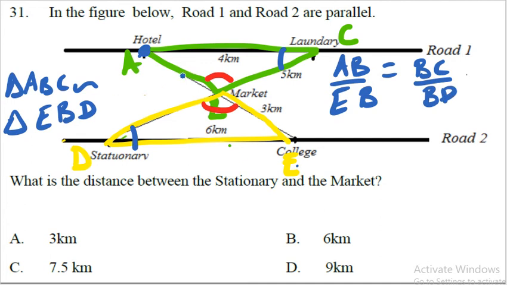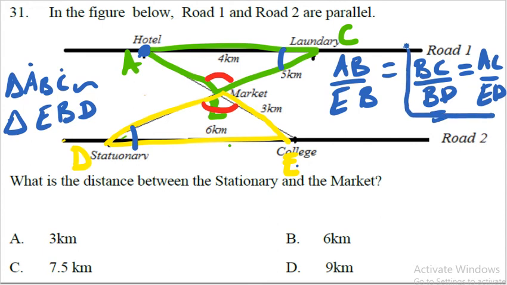Which one is AB? Unknown. EB is known, but AB is unknown. And the last one, AC over ED. Which line do we need? First of all, let's focus. We need DB, so it means we need this one. What about AC? Do we have AC? Yes. Okay, let us choose the last two. Let us use these two.